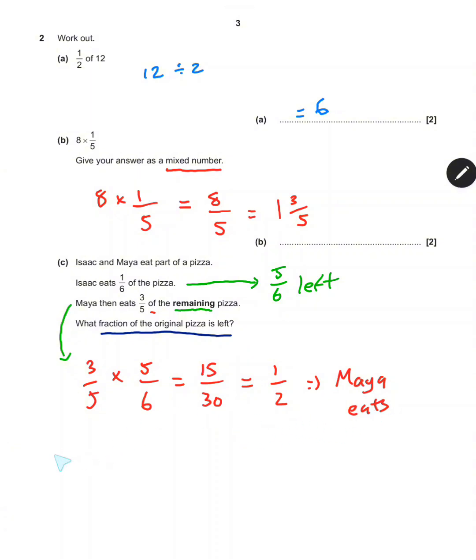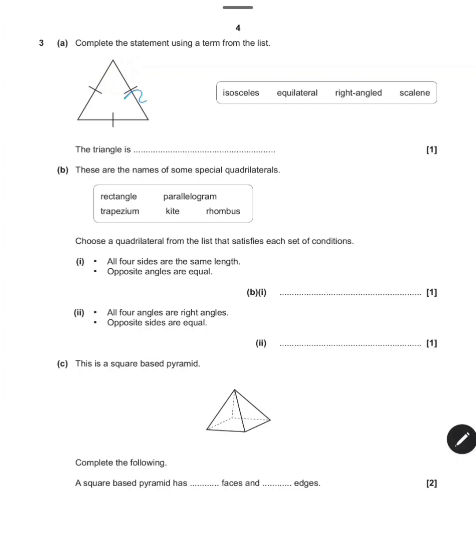Well, we know that Maya eats a half. We know that Isaac eats a sixth. So that is what's been eaten. And what we want to know is what's left. So if I just work this out, 1/2 is the same as, if I times by 3 times by 3, that is 3/6. And I'm going to add that to 1/6. That means 4/6 of the pizza has been eaten. What's left? 2/6 left.